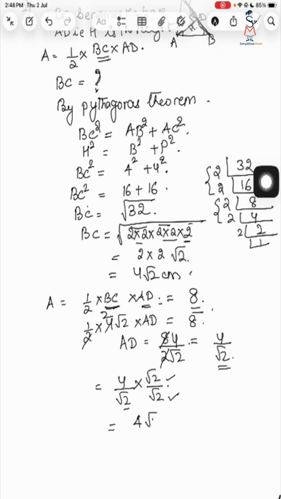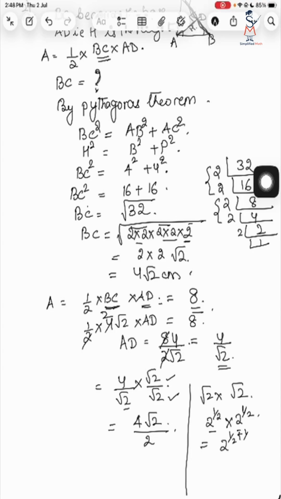So the numerator will become 4 root 2 and root 2 into root 2 is 2. Why is root 2 into root 2 equal to 2? Again, the indices formula comes here. Root 2 means 2 raised to the power half, and 2 raised to the power half. The bases are the same and the powers get added, so half plus half becomes 1. That's the reason root 2 into root 2 becomes 2. So this gets cancelled. So what is my AD? My AD is 2 root 2 centimeter.